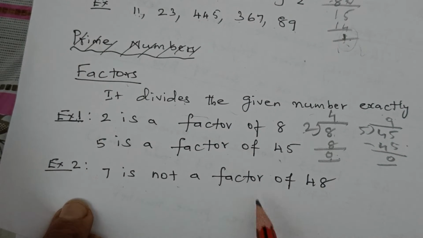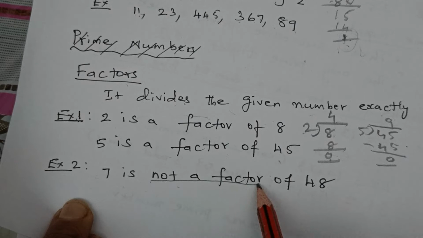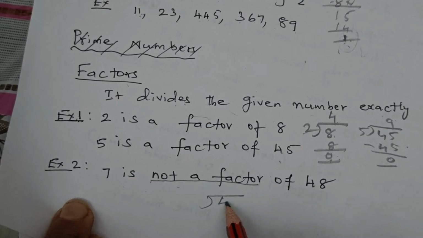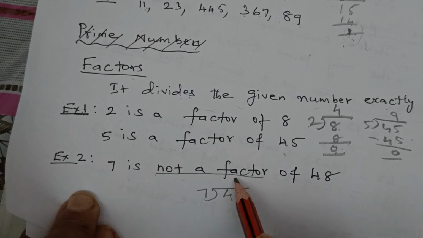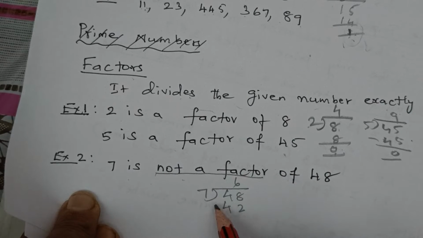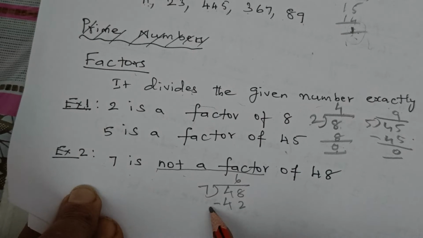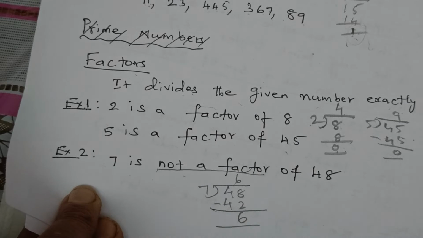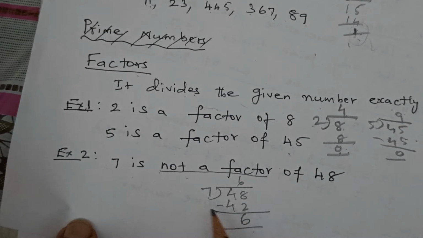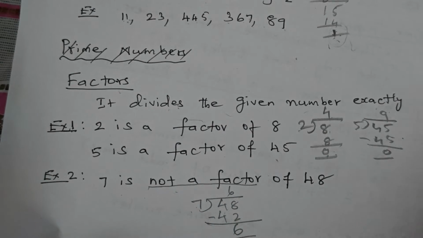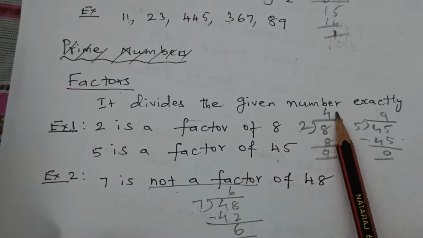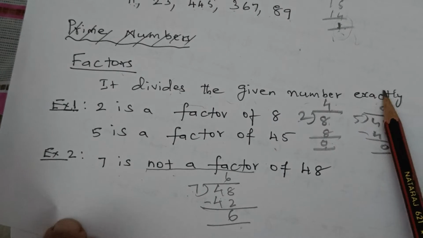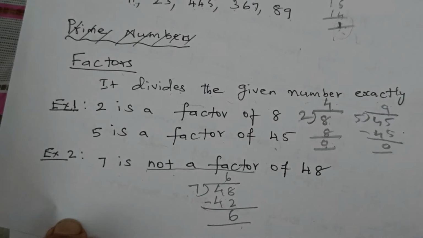Now look at this example. 7 is not a factor of 48. What does it mean? You divide 48 by 7. 7 6s are 42. 7 7s are 49, but we have only 48. When you subtract, the remainder is 6. Is the remainder 0? No, the remainder is not 0. Therefore, 7 is not a factor of 48, or 48 is not divisible by 7. So, this is the meaning of factor. A factor divides the given number exactly. Exactly means the remainder should be 0.